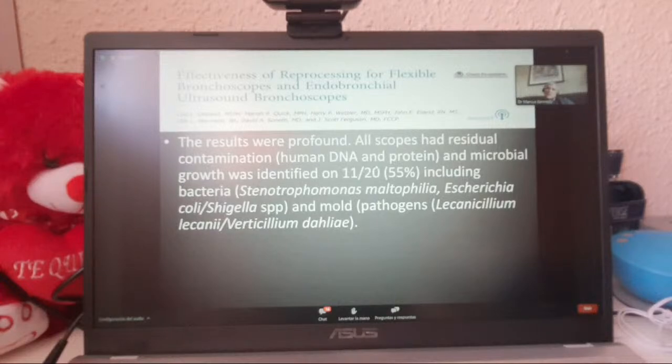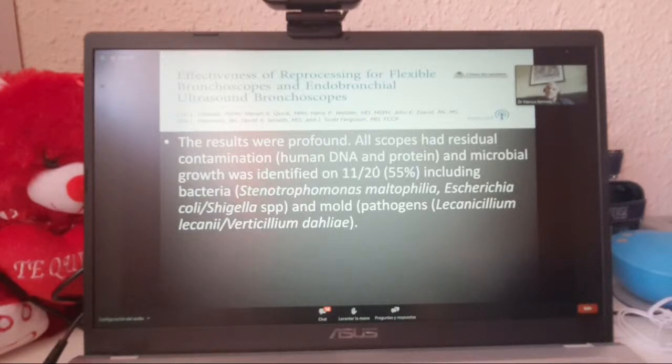And what they found was all scopes had residual contamination, human DNA and protein. So that's a scope that you're going to put into a patient, be it your critical care patient, your patient in theatre. 100% of the time, these scopes had someone else's DNA and protein in them. I know if I was consenting my patients today and actually mentioned that, the majority of patients would refuse to have the procedure. So it's a significant issue.